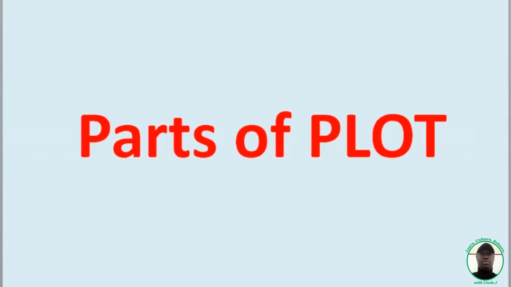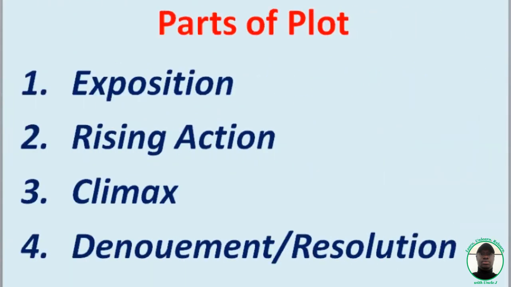Parts of plot. There are 4 parts of a plot. We have the exposition, rising action or the point of no return. We have the climax, and we have the denouement.